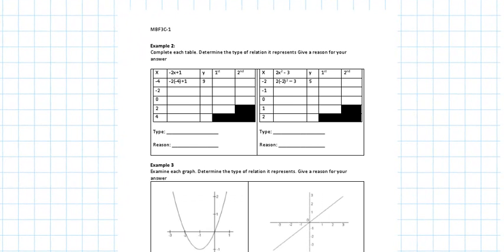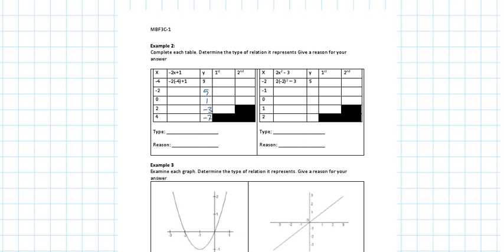So I'm going to give you the answers for these. That's going to be negative 2 times negative 2, so that's negative 4 plus 1, that's negative 3. Wait, that's not right. Okay, so here are the y values.